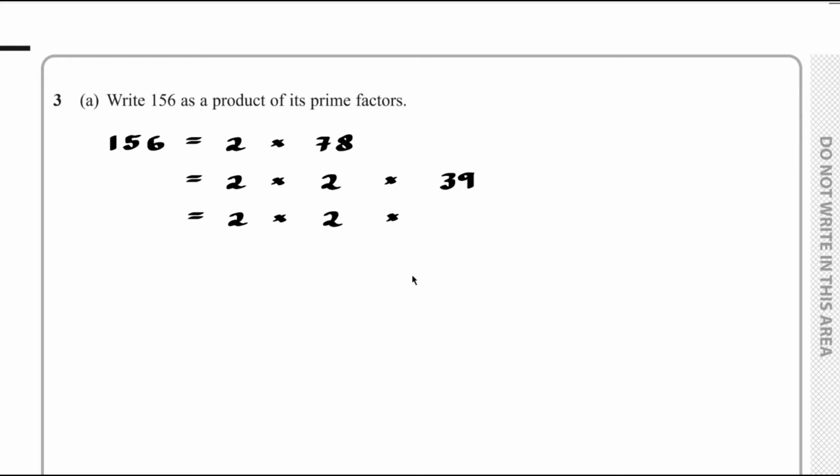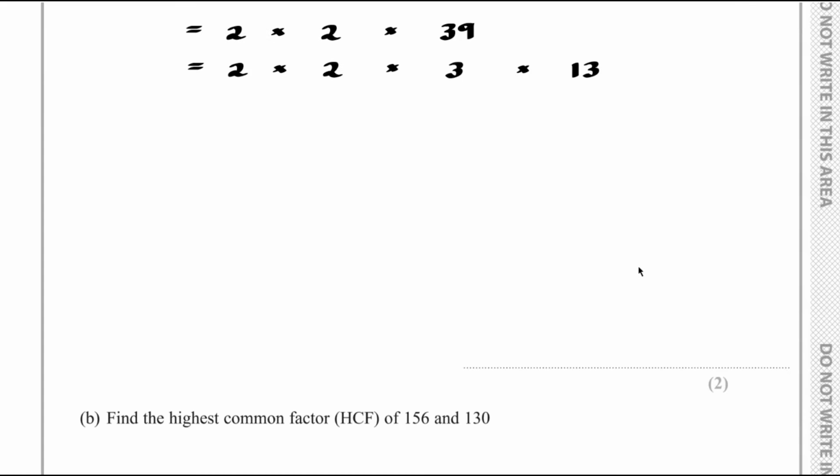39 we can split up as 3 multiplied by 13. 3 is a prime number and 13 is a prime number. So 156 is the same as 2 multiplied by 2 multiplied by 3 multiplied by 13. Equivalently, this is the same as 2 squared multiplied by 3 multiplied by 13.